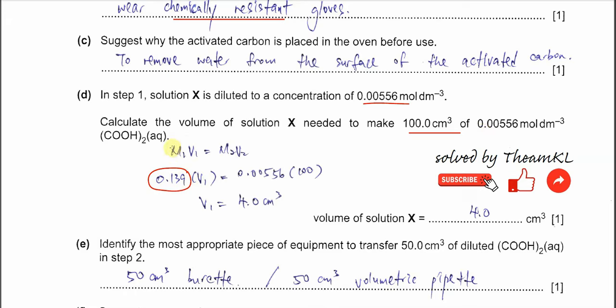Because this is a dilution, you just use M1V1 equal to M2V2. Let's make M1V1 the more concentrated one, and M2V2 the one that is being diluted. So you just put the concentration here, 0.00556 times 100, and here is 0.139, the more concentrated one. Then V1 means the volume from the more concentrated solution. Now it is 4 cm cube.